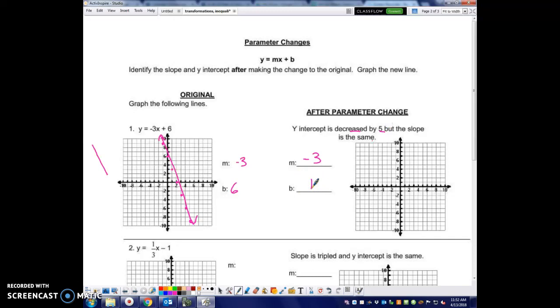So you'll graph that line. The y-intercept is 1. The slope is still a negative 3. So down 3 over 1, down 3 over 1, and then up 3 over 1, up 3 over 1. And that is your new line. So this is what happens to a line if it's shifted 5 units down.